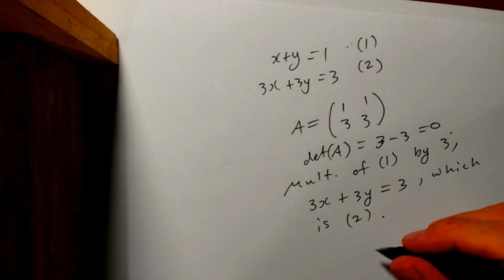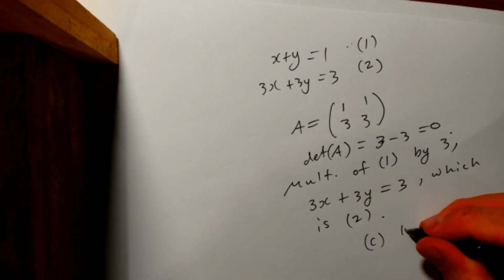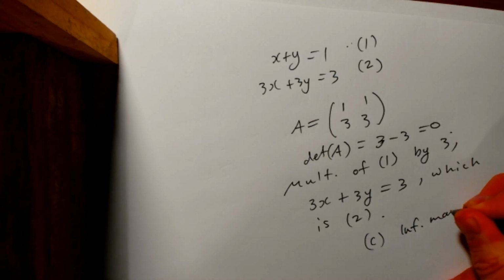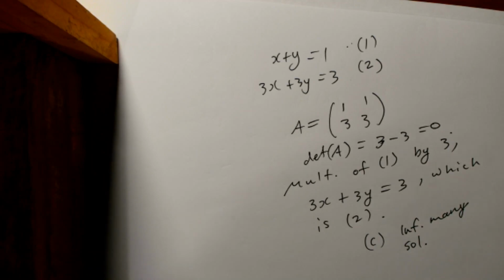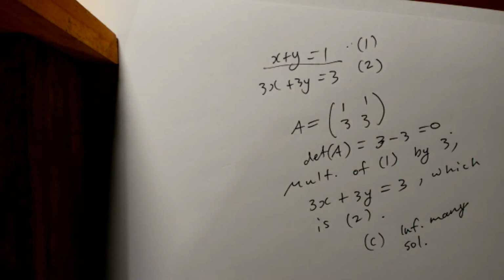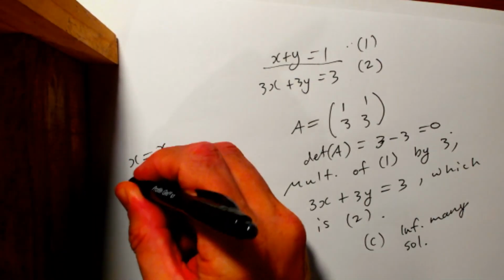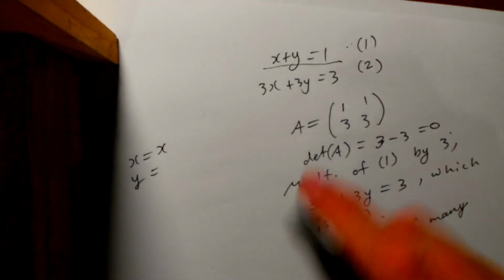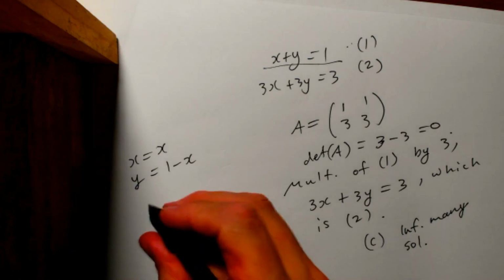So the answer to this question is answer number C, infinitely many solutions. So if there are infinitely many, let's find one. So what I can do is take this equation and I'll write x equals x, and then y equals, let's see, if we rearrange it, 1 minus x. So let's now form a point.